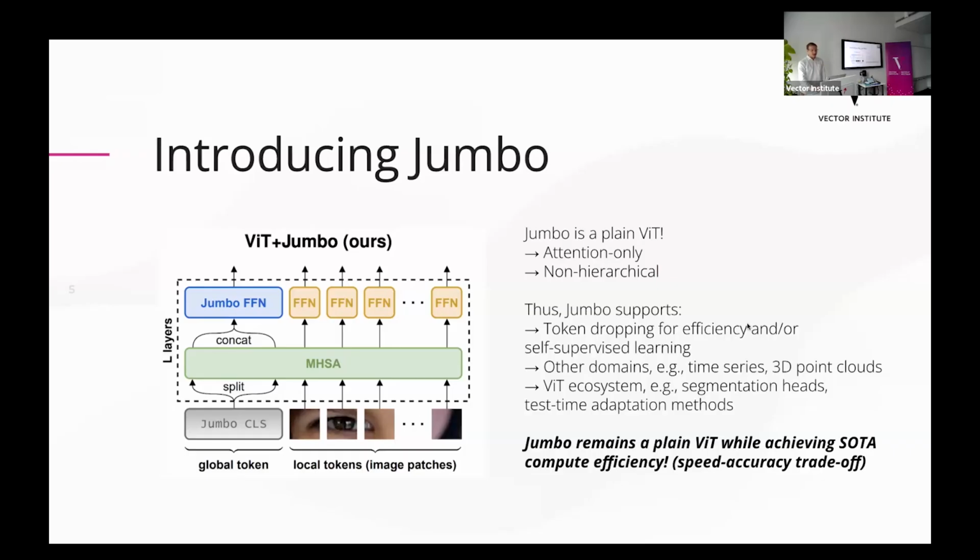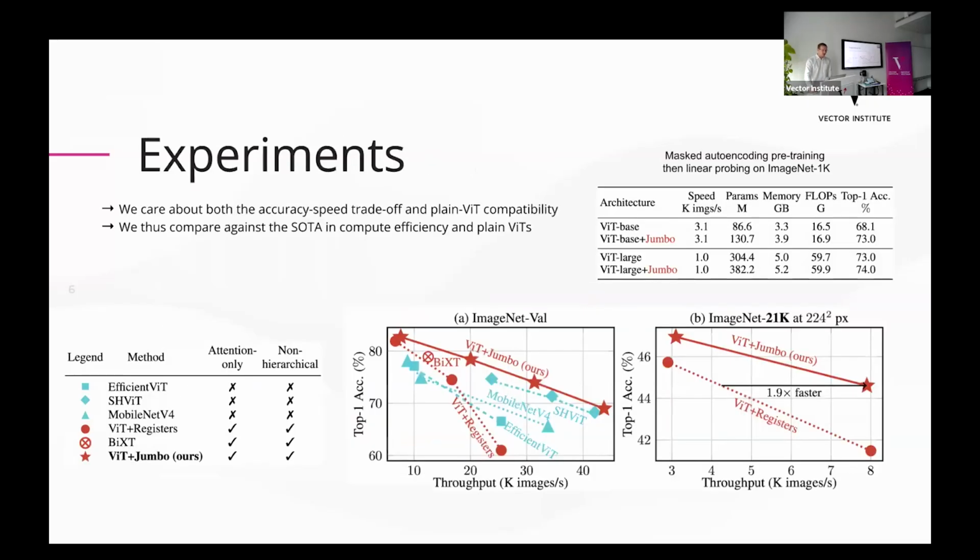Crucially, Jumbo remains a plain vision transformer while achieving state-of-the-art compute efficiency, where compute efficiency is basically the speed accuracy trade-off. So for experiments, we mainly care about the speed accuracy trade-off and plain ViT compatibility. Plain ViT compatibility is attention only and non-hierarchical, which have these nice features. They basically make things simple and extremely flexible. And so we're going to compare against state-of-the-art models in compute efficiency and plain vision transformers.